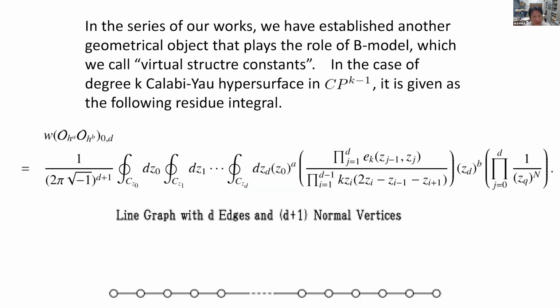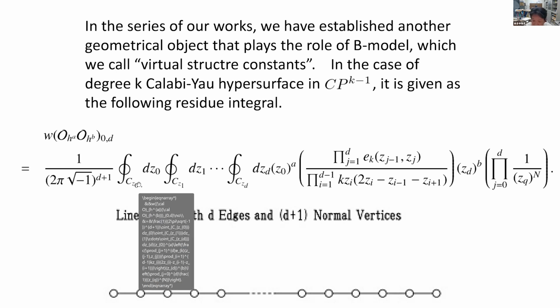But in this talk, we treat the B model in a slightly different way. In our previous series of works, we have established another geometrical object that plays the role of the B model. That is another way of solving the Picard-Fuchs equation, a geometrical way, which we call the virtual structure constant. Let us take the example of the Calabi-Yau hypersurface in CP^{k-1}. In this example, it is given as the following residue integral. This is a B model analog of Gromov-Witten invariants.